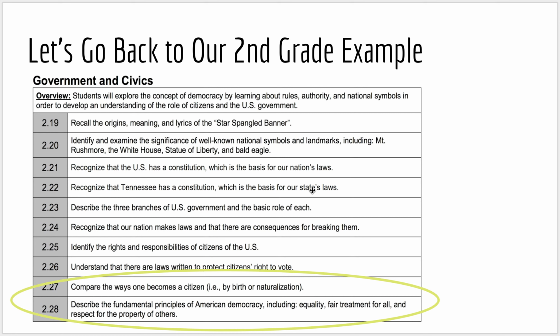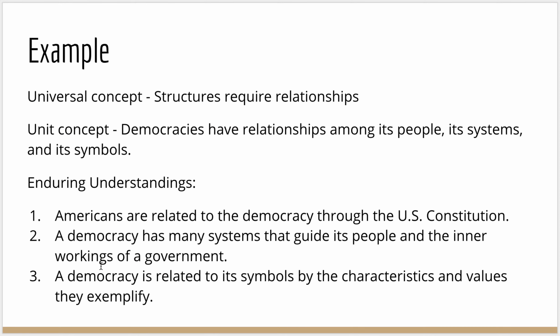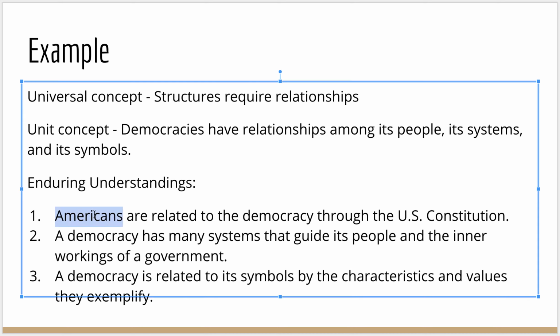So Americans are related by the U.S. Constitution. I see laws through the Constitution through Tennessee, but I'm talking about the specific state. So maybe Americans, well, Tennesseans are Americans, so I think that I'm okay with that connection. It's talking about the consequence. It's talking about the responsibilities, protect its citizens' right to vote, describe the fundamental principles of American democracy, including equality, fair treatment, and respect of property of others. I'm going to keep going to see if I've made the right connections here. So Americans are related to the democracy. Maybe I need to change. No, I talk about the U.S. Constitution.